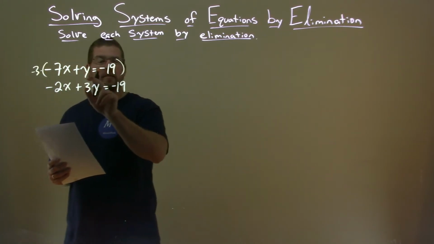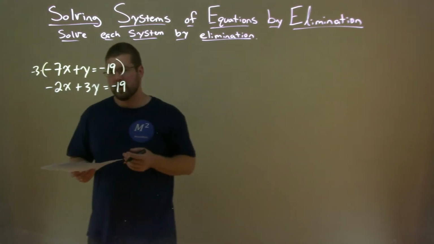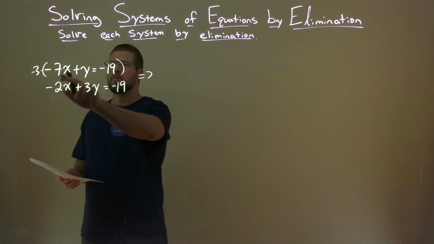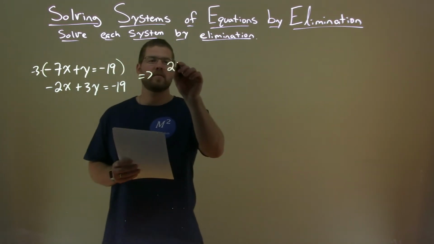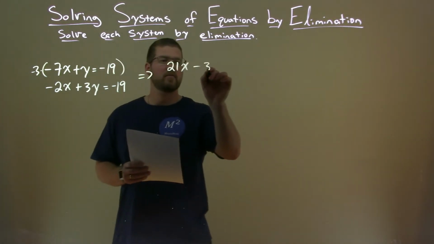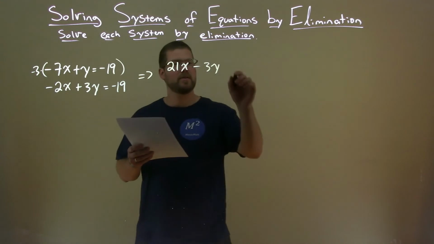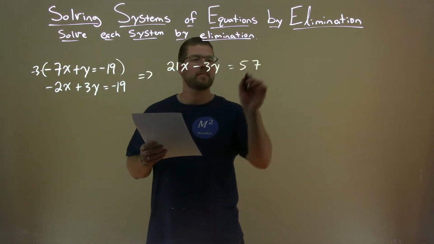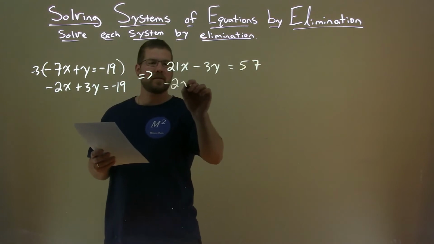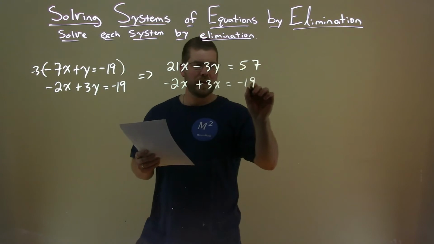negative 3 times y is negative 3y. We add the 2, and we get the variable eliminated. Negative 3y and 3y cancel out. So let's do that. Negative 3 times a negative 7x is a positive 21x. Negative 3 times a positive y is a minus 3y. And negative 3 times a negative 19 is a positive 57. Alright. Second one stays the same. Negative 2x plus 3y equals a negative 19.